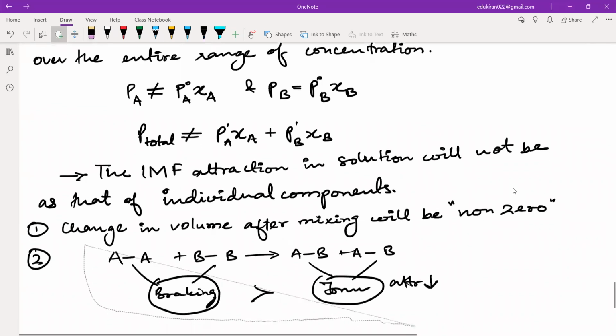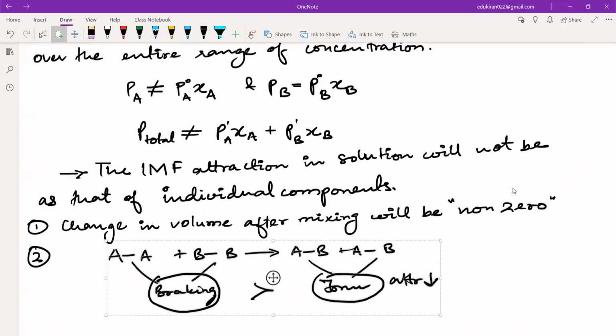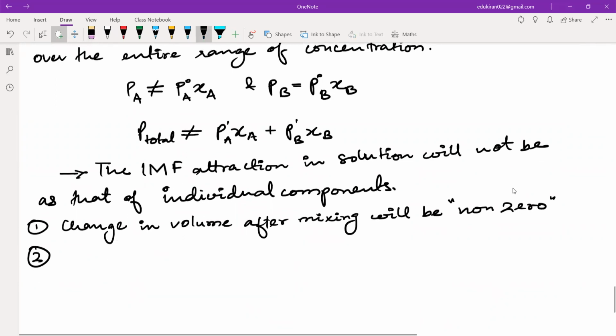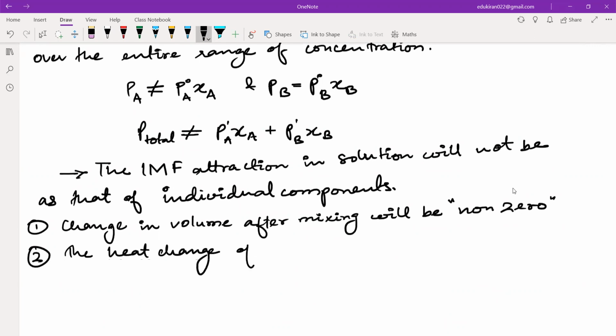I hope you understood this point. Yes or no? Please tell me. The heat change after mixing will be non-zero. Yes or no, guys? Yes, sir. Okay.